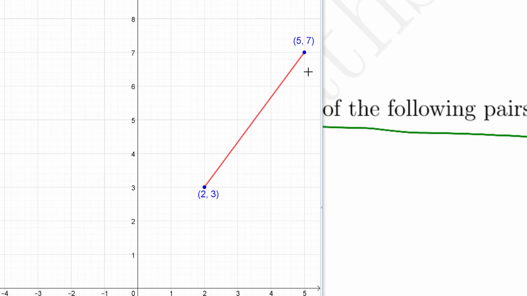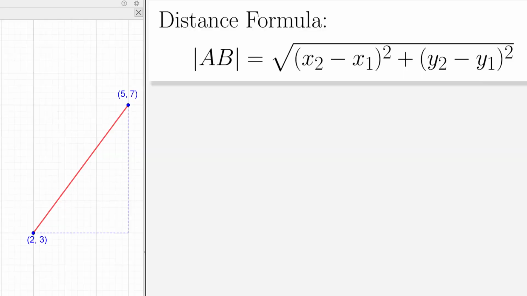Now what we're actually technically doing is looking at this in terms of a right angle triangle. You've got a horizontal distance and a vertical distance, and the distance between the 2 points is actually the hypotenuse of this right angle triangle. So what we're really doing is using a bit of Pythagoras theorem to figure out the distance between the 2 points. And the good news is we have a formula that can take care of this for us.